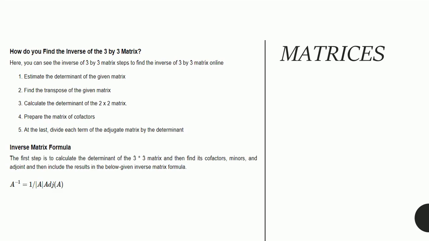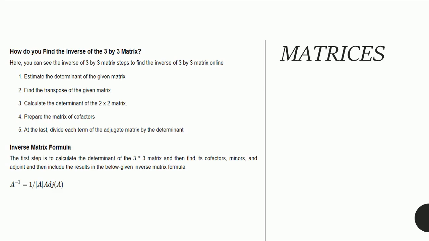Okay, so how do we find the inverse of a 3x3 matrix? The first step in finding the inverse is to find the determinant of the given matrix, which we learned in our video. Then find the transpose. This is optional. Personally, I'm not going to use this. So personally, I'm going to move this number 2 down, and after I find the determinant of the given matrix, I will calculate the determinant of the 2x2 matrix.